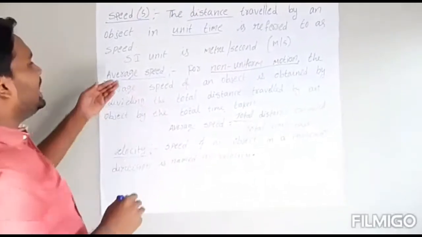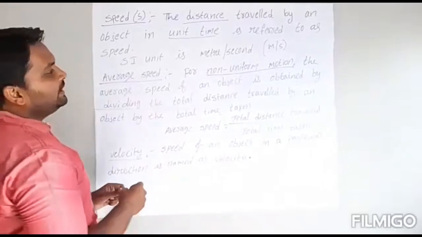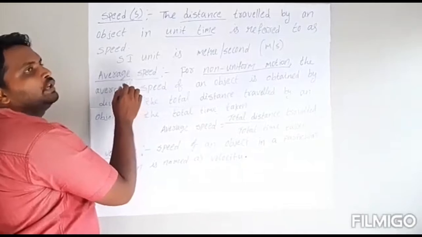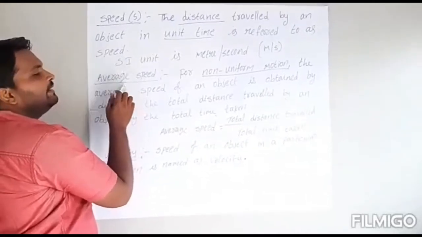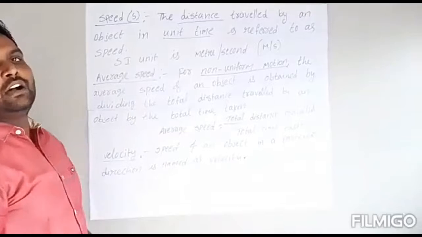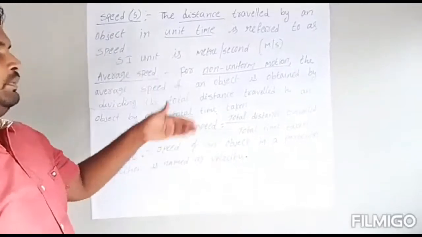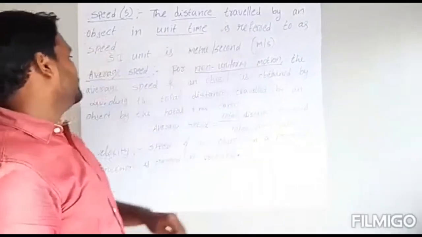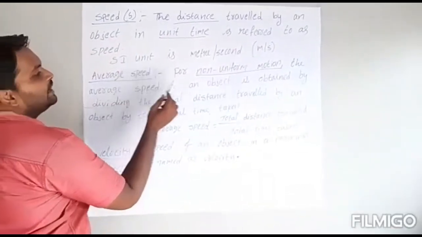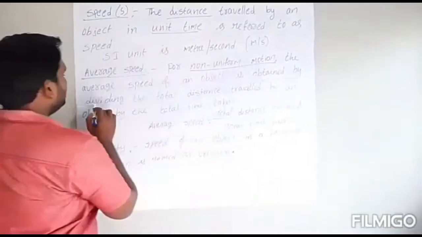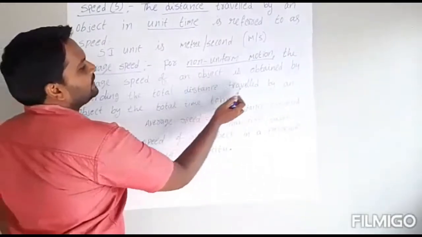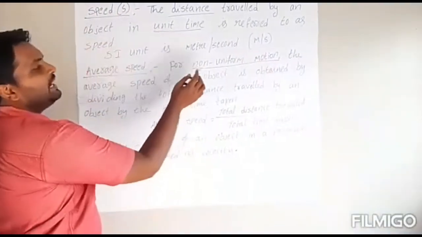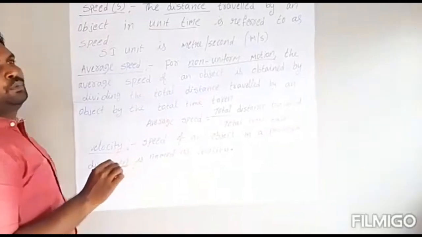And after that, if you see the average speed definition for non-uniform motion, it is applicable only for non-uniform motion. The average speed will not be applicable for uniform motion. It will be applicable only for non-uniform motion. The average speed of an object is obtained by dividing the total distance traveled by an object by the total time taken. Why do we have to consider only non-uniform motion?